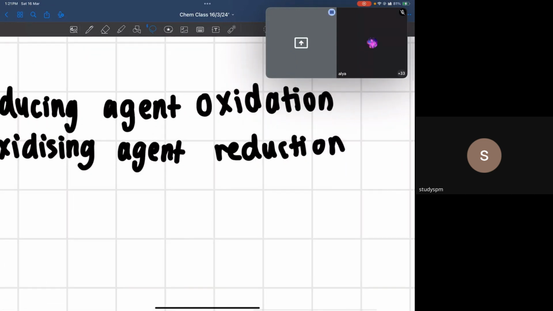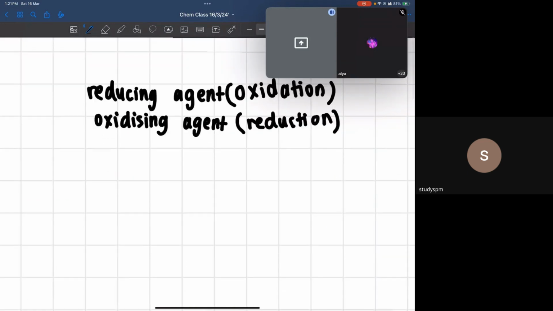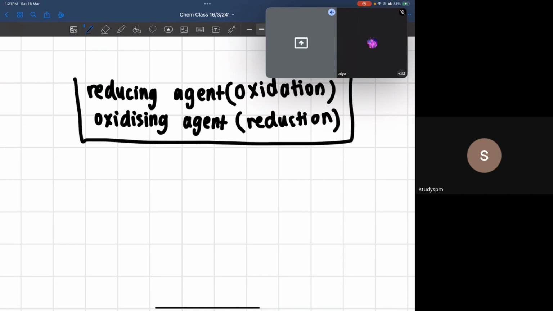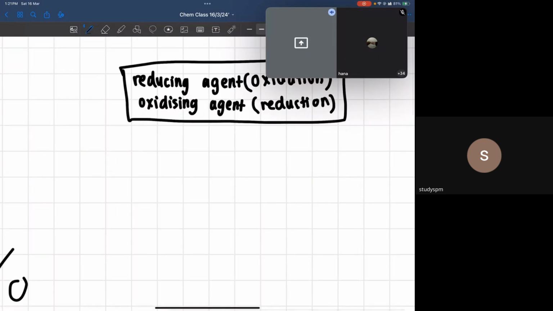Okay, reducing agent undergo oxidation, oxidizing agent undergo reduction. This one is the most important thing I can say in this chapter, the first subtopic. This one is very important. Paper 1, paper 2, everything important. Okay?